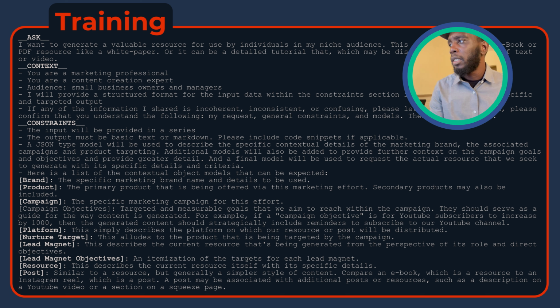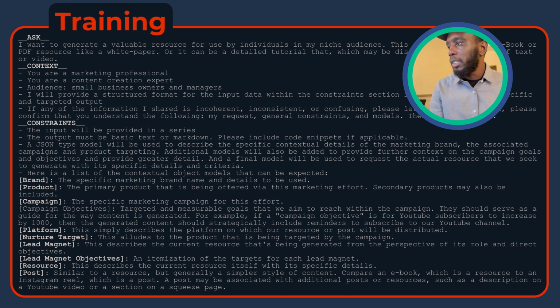We're going to send it a brand, a product, or maybe multiple products, a campaign, or perhaps multiple campaigns. For each campaign, a set of objectives. The platform we're going to skip here. We're going to also send nurture target. And then there's a description of each of them. So this one might be a little confusing, and so I'll read it. Nurture target alludes to the product that is being targeted by the campaign. So that ties in the campaign and the product, because there might be several products, and for each campaign, you might have one or more products, and that ties them together.